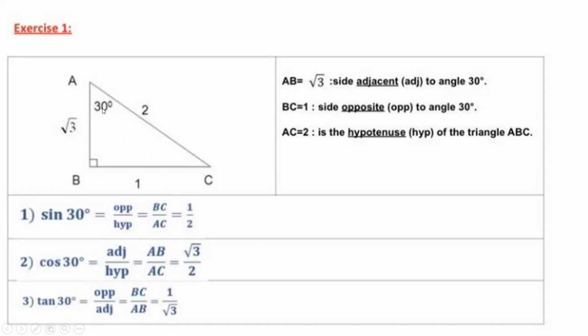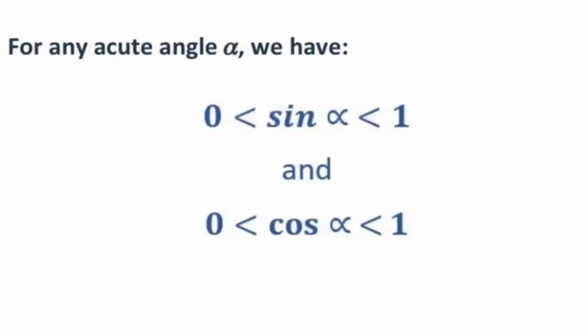If I want to find sine 30, it is the opposite over the hypotenuse. So it is BC over AC, then it is 1 over 2. The cosine 30 is the adjacent AB over the hypotenuse AC, so radical 3 over 2. Tangent 30 is the opposite BC over the adjacent AB, so 1 over radical 3. This is how we find the trigonometric relations of any angle: sine, cosine, and tangent.